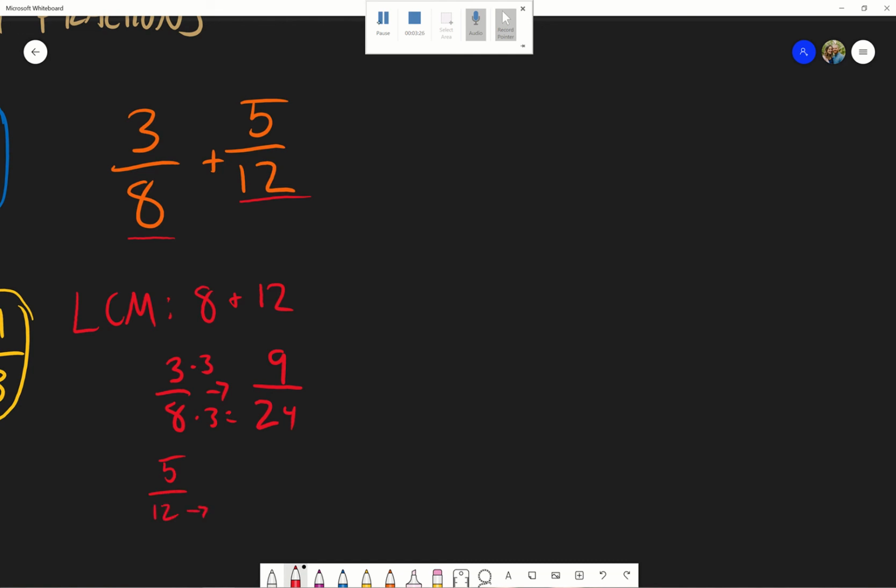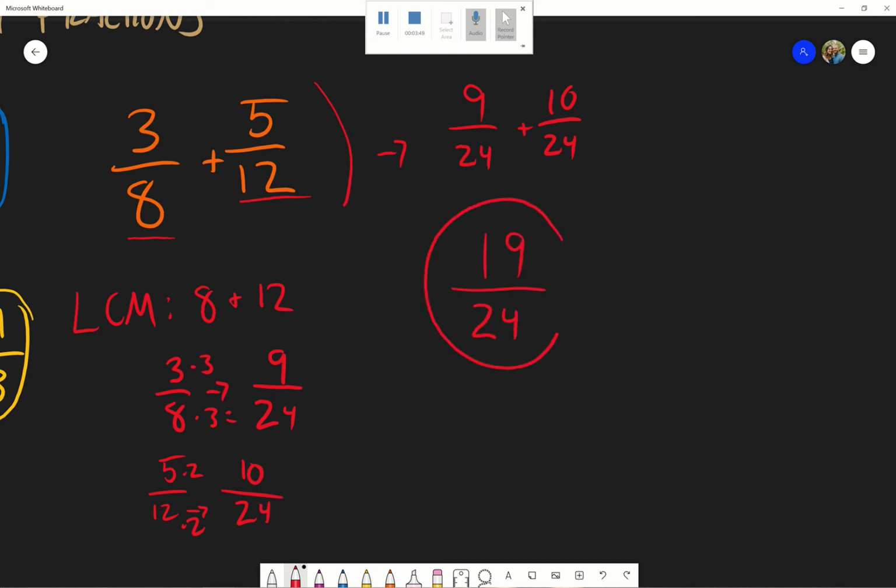5/12. In order to get from 12 to 24, we times by 2. Do the same on top. We get 10. We get 10 24ths. And now this problem looks like 9 24ths plus 10 24ths, which is 19 24ths. And there would be our answer. That's one way that we can do this.